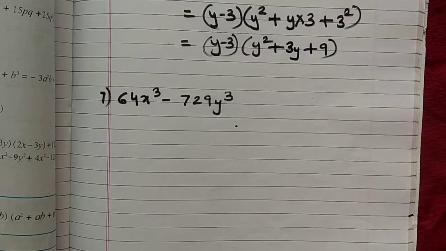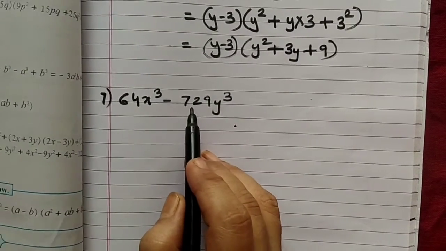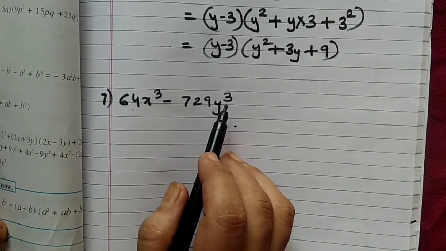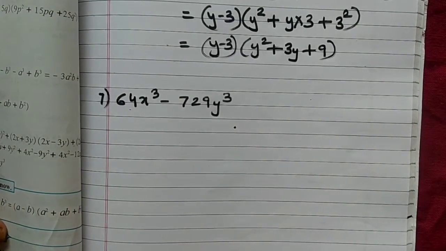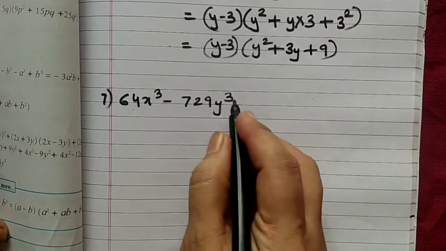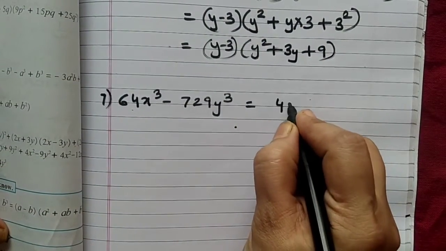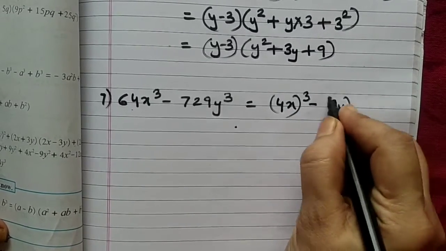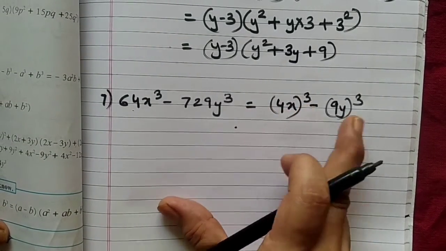What is the cube root of 729? We have to first find out. So 729 is 9 cube and this is 4 cube. If you know the cubes, then it will be very easy for you to arrive at this conclusion. So you should learn all the cubes up to 20 and squares also up to 20. Okay, now first we will write it in the a cube minus b cube form. So this will be (4x) cube minus (9y) cube, because we have to write it in the a cube form. This whole is a and this whole is b.